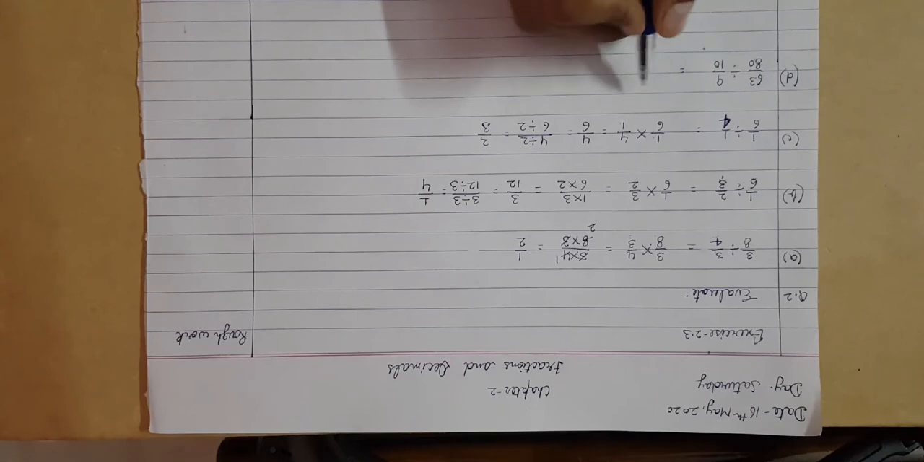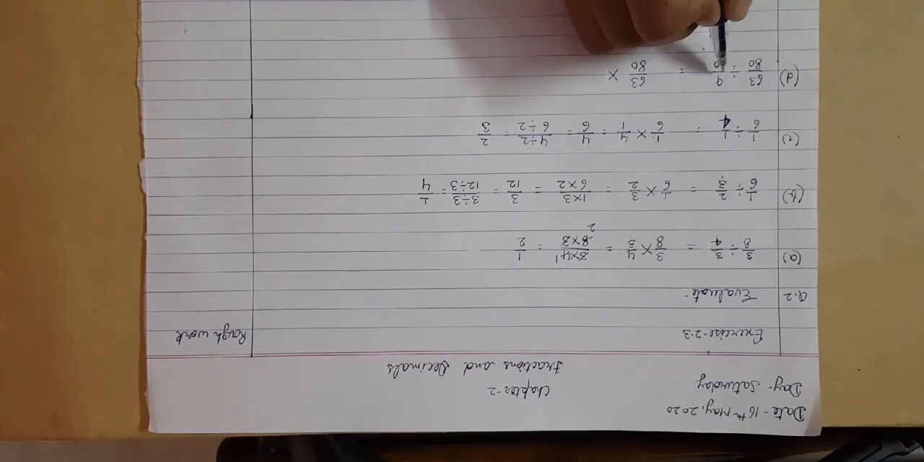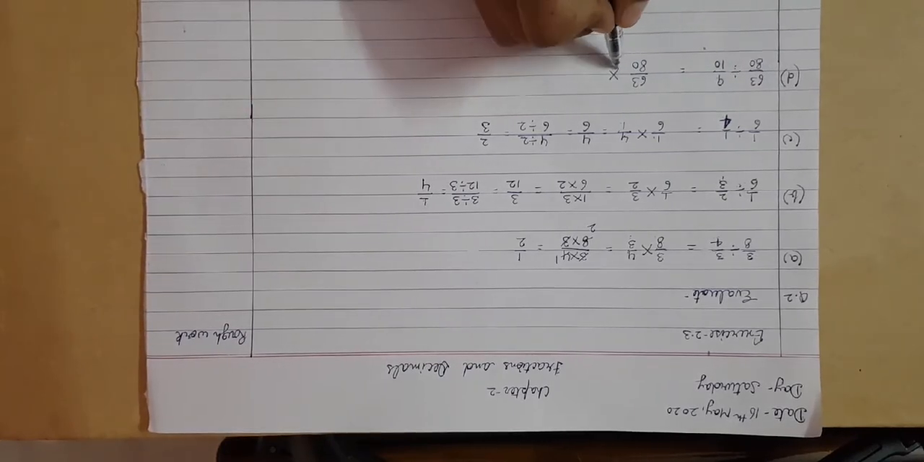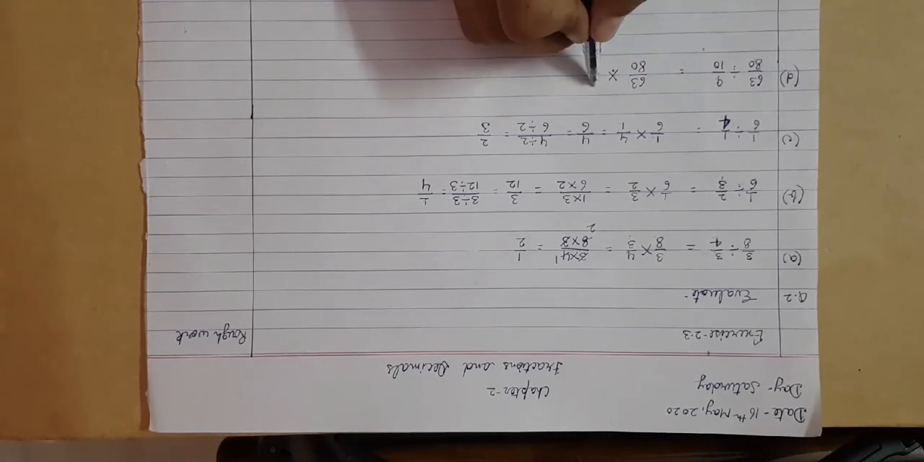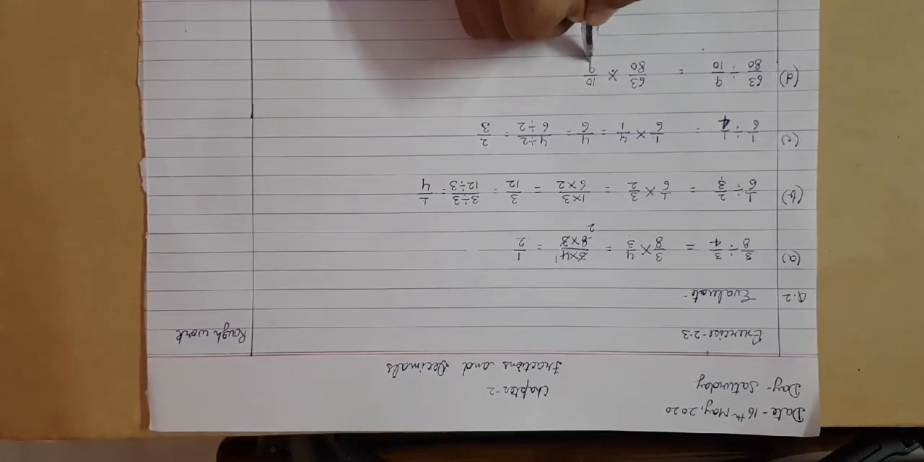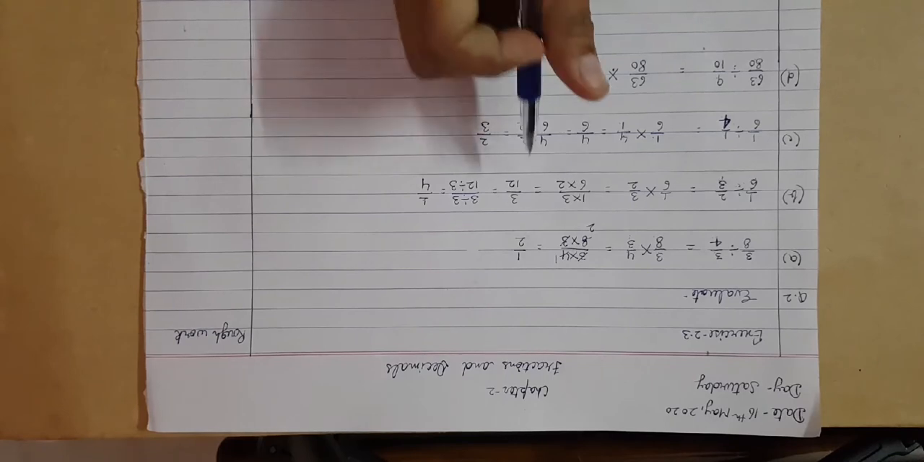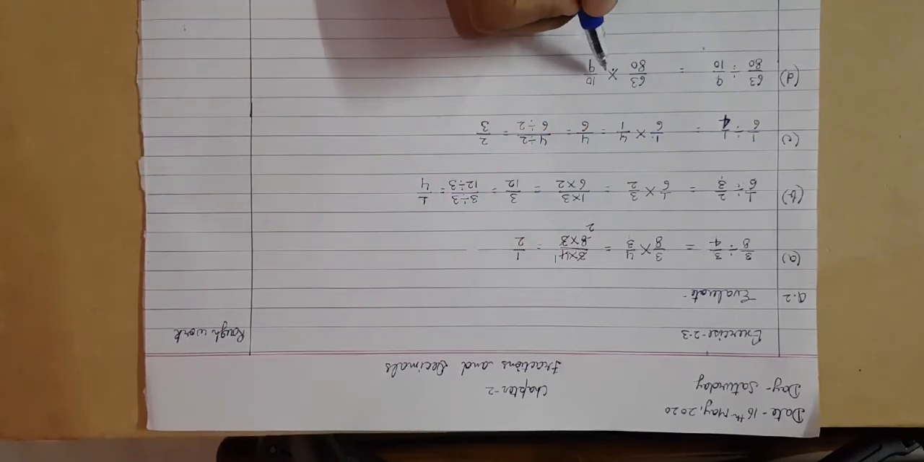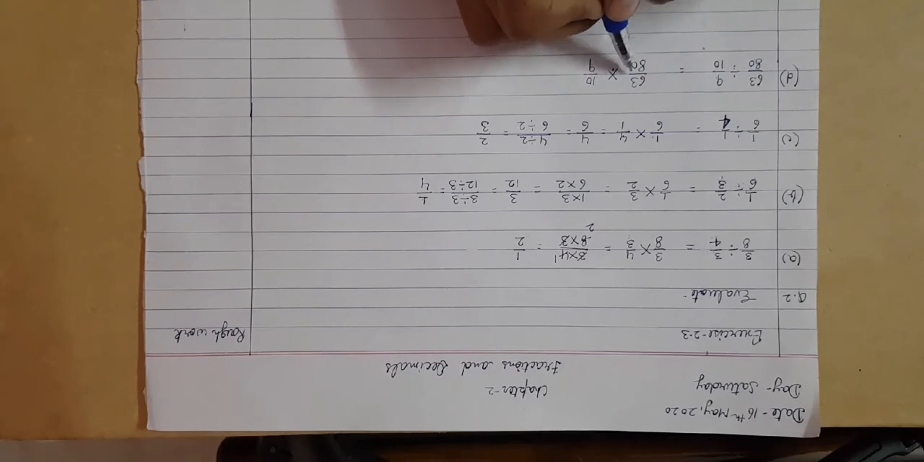63 upon 80 is the dividend. Write it as it is. Change the division sign into multiplication. 9 upon 10 is the divisor. So write its reciprocal here after the multiplication sign, 10 upon 9. Students, if you want to cut this step here, you can, because you can cut the common numbers, or numbers having a common factor, directly here.